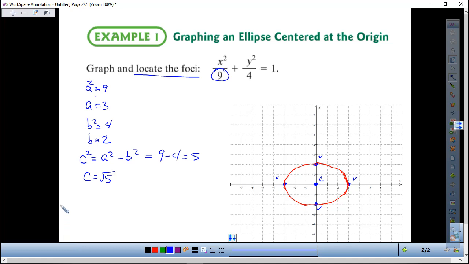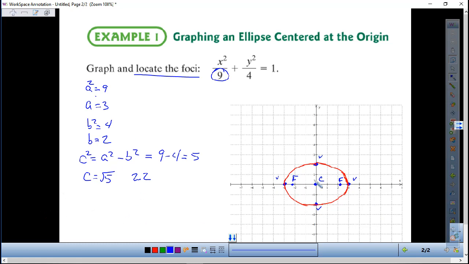Now, the square root of 5, you don't have to grab a calculator and come up with a value for this. Just kind of imagine about what it is. The square root of 4 we know to be 2. The next square root that's a perfect square is 9, and that's 3. So we're way closer to 4 than we are to 9. So I'm going to imagine that that's probably about 2.2. So I'm just going to go from the center, 1, 2.2, foci 1, and then 1, 2.2, foci 2.